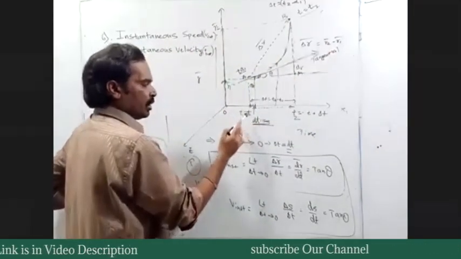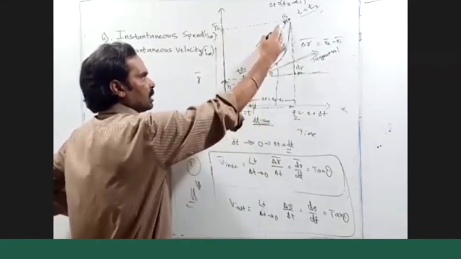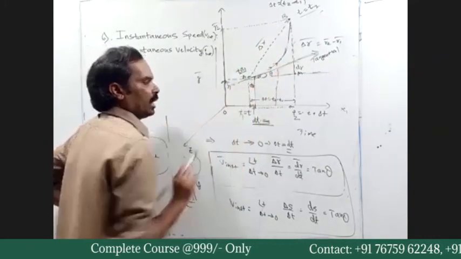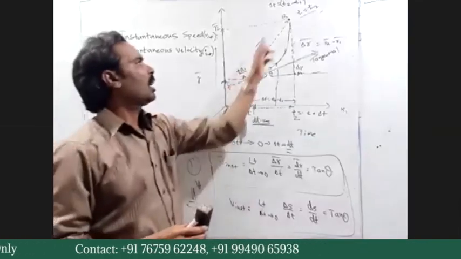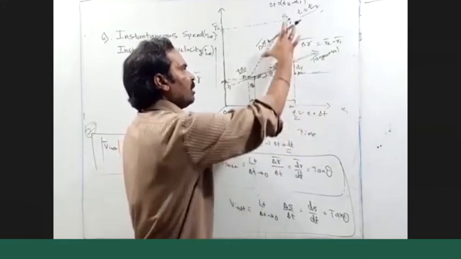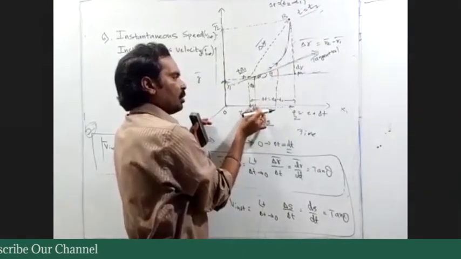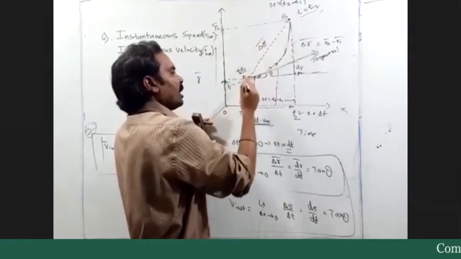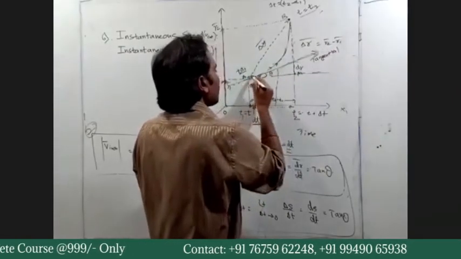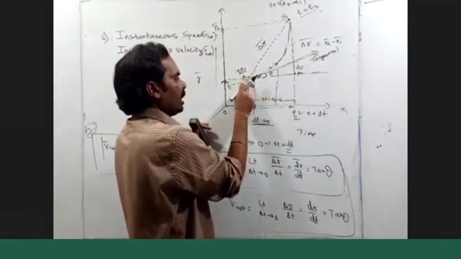So now when you are reducing the time interval, delta t becomes dt. Now this dr bar becomes a tangent passing through the point A. Previously, for the delta t time interval, this was AB bar, delta r bar. But whenever dt is a very minute value, this delta r bar becomes the straight line passing through this point. Now this becomes the tangent. This is the tangent passing through the point A.